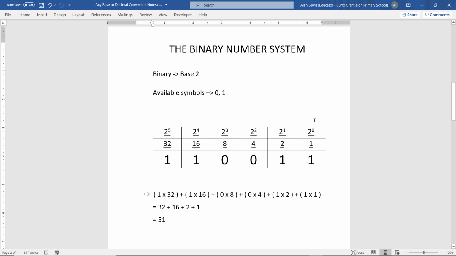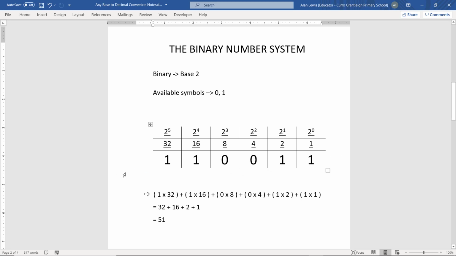And just like we had with the decimal, that is 2 to the power 0. Always start with 0 in the first column. So 2 to the power 0 is 1. 2 to the power 1 is 2. 2 to the power 2, which is 2 times 2, is 4. 2 to the power 3, which is 2 times 2 times 2, is 8. 2 to the power 4, which is 2 times 2 times 2 times 2, is 16. 2 to the power 5 is 32, etc., etc. And that would obviously carry on to infinity, depending on how big your number was.